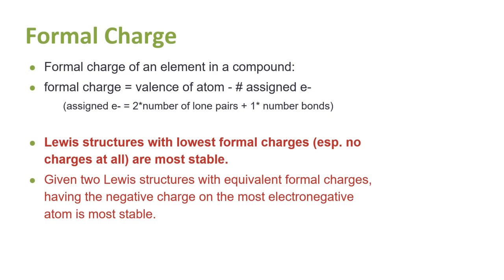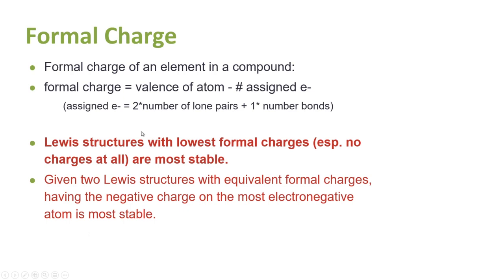One with a +1 charge in one area and a -1 charge in another area would be pretty stable. One with a +2 charge and 2 -1 charges would be less stable, etc. We're going for the fewest charges, and if it has a charge, the lowest value of charge, so like only a charge of 1 rather than a 2 or a 3. Additionally, if I have 2 Lewis structures and they both have the same formal charges, so maybe both of them have a +1 charge on one atom and a -1 charge on another atom, having the negative charge on the most electronegative atom is the most stable.